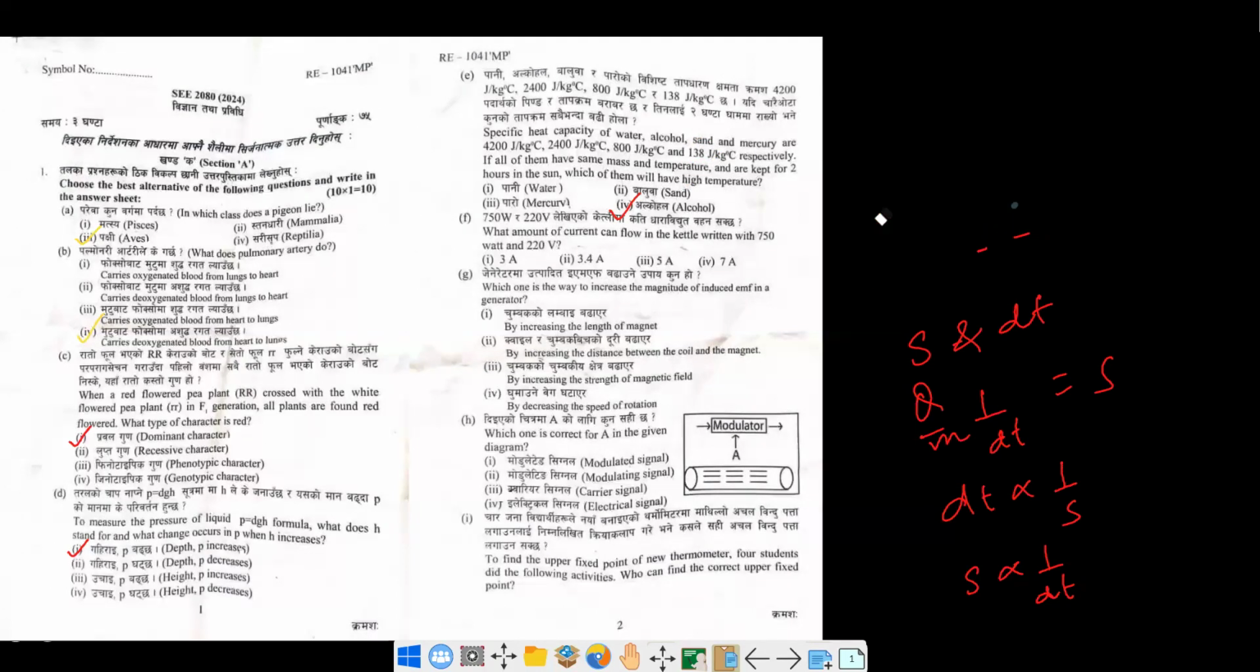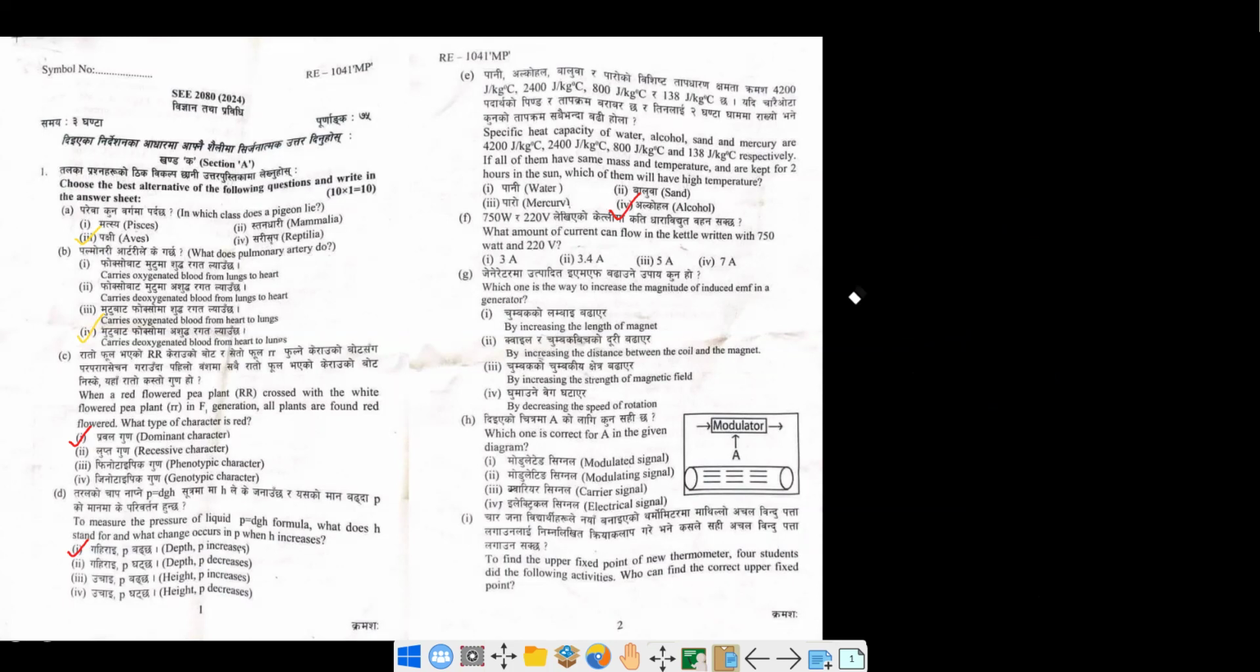So we have another question from power of the electric device, that is 750 watt is written and it is being run by 220 volt, and you are much familiar with electrical power, P equals V I. So this is your 750, and V is 220 into I.